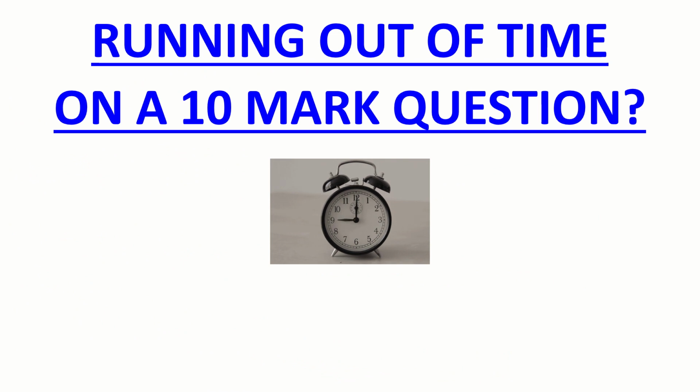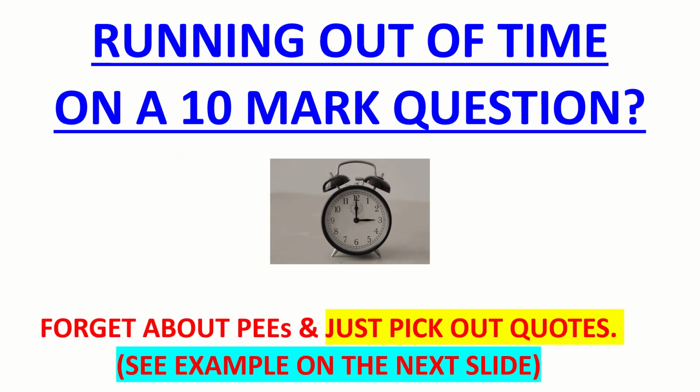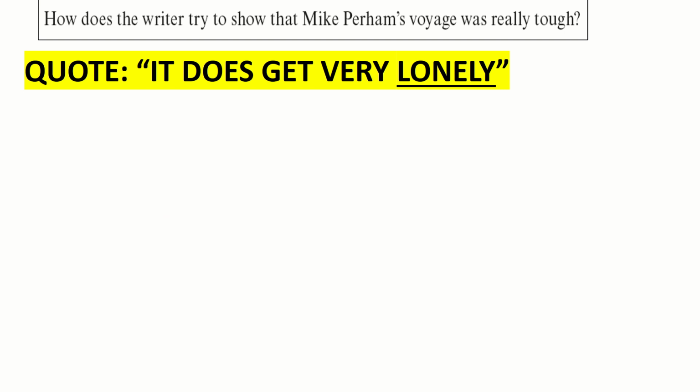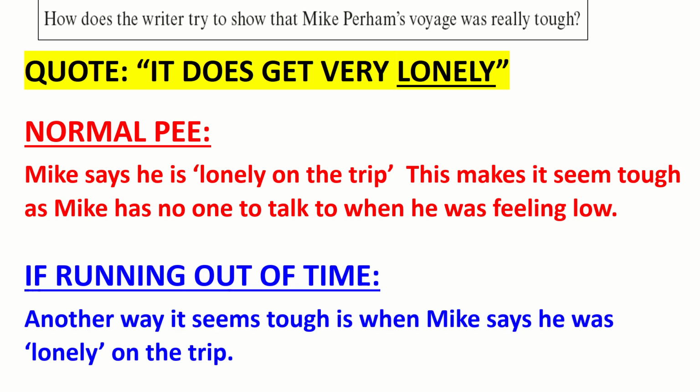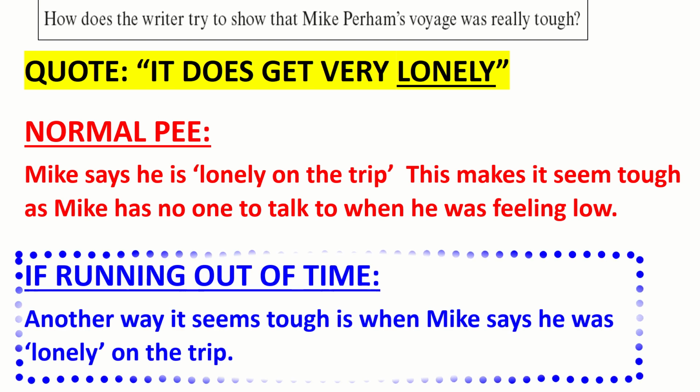Okay, remember, if you're running out of time on a 10-mark question, forget about the explanations and just pick out quotes. So if you've got to the quote, the quote I've got is, it gets very lonely. Why is that tough? If you've got time, you could put, Mike says he's lonely on the trip. This makes it seem tough as Mike had no one to talk to. However, if you're running out of time, you've got 1 minute left on this question, don't bother doing the explanation. Just say, another way it seems tough is when Mike says he was lonely on the trip.